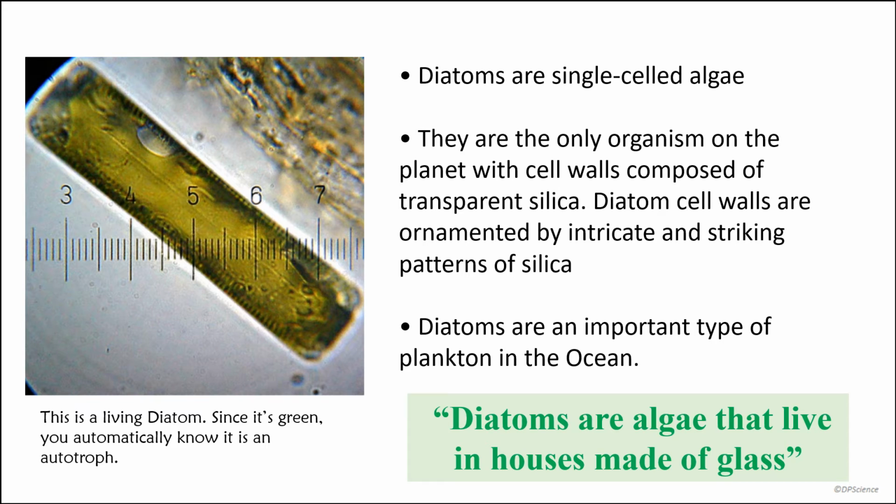Diatoms are really important. They're a plankton in the ocean that lots of small animals will feed on. And then in the whole food chain, you have the bigger guys that eat them, and so on. This picture to the left is a living diatom, and since it's green, you should already know one thing about this guy: it's an autotroph. It's an autotroph because it's got chlorophyll, which gives it that green color, which means it's going to make its own food from the sun through photosynthesis.